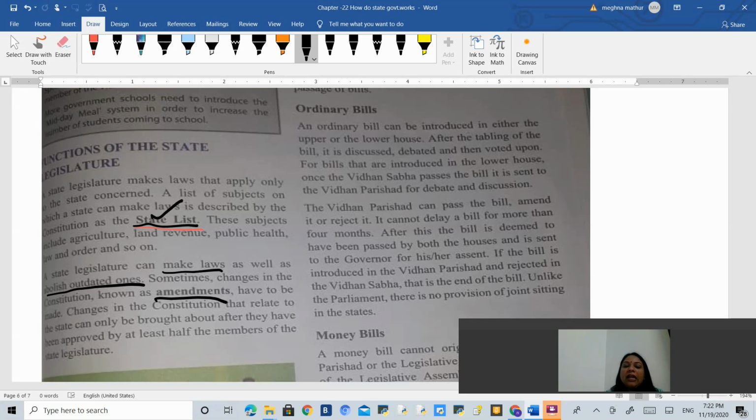So that is the main function of the state legislature, to make decisions related to the state list. They can make new laws, and they can abolish outdated ones. Means there are certain laws which were made years ago, and because they do not have any credibility these days, they must be abolished or cancelled. That can also be done by the state legislature. The third important thing is they can make amendments. Amendment means changes. They can make changes to the existing laws. Changing a law is called an amendment. So these are the important functions of the state legislature.